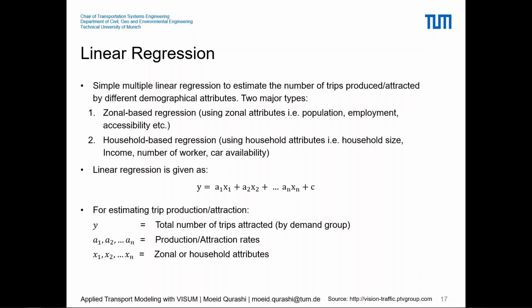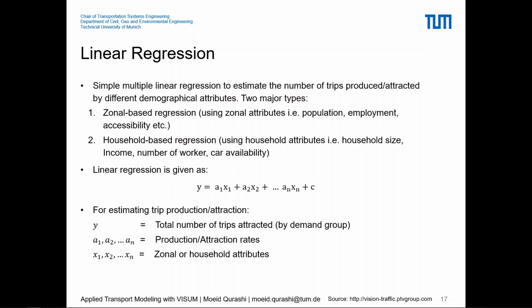And a simple multiple regression is used to estimate the number of trips that is produced or attracted by different demographic attributes. Yeah. And there are two different types of regression. The two major types are either zonal-based regression, that is using the zonal attributes that I just told you, or you can also do this by household-based regression, that will use the household attributes.